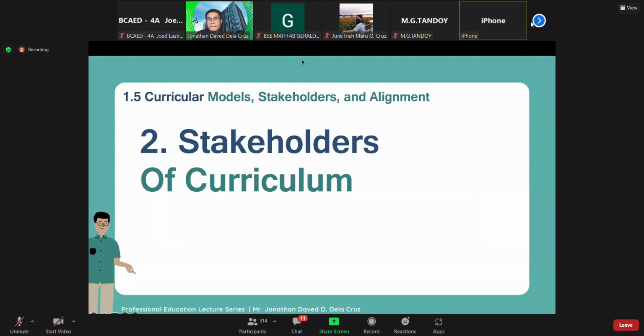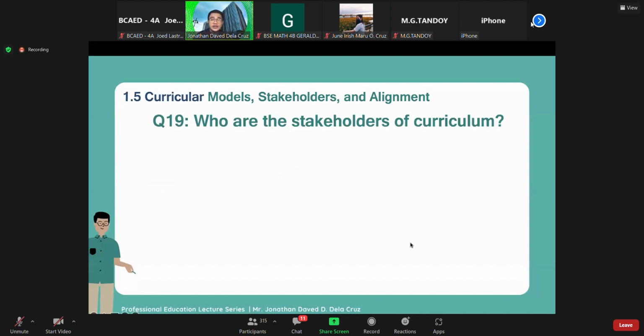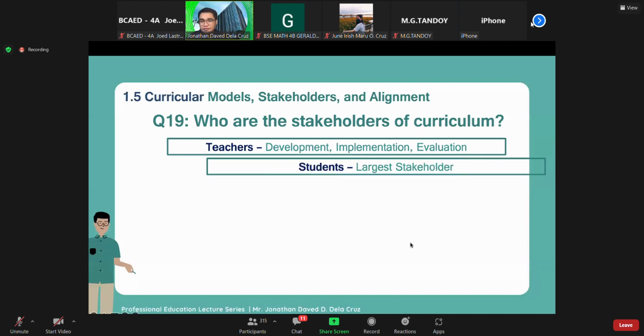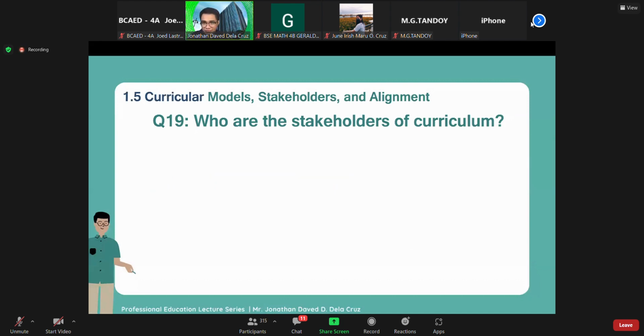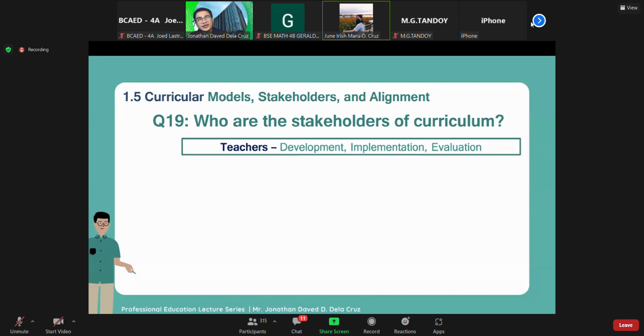Now let's go to stakeholders of curriculum. Ano nga bang ibig sabihin ng stakeholders? They are the participants or they are the ones who tell us what curricular changes we should do in the education system. So who are the stakeholders of the curriculum? Sino mga stakeholders ng curriculum nakita natin?